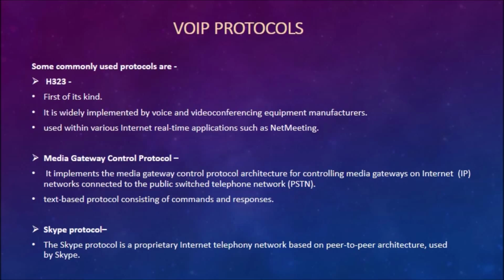The H323 protocol is the first kind of protocol that was used by VoIP. It is widely implemented by voice and video conferencing equipment manufacturers. These are not available to the public, but it is still used within various internet real-time applications such as net meetings. The other protocol is Media Gateway Control Protocol. It implements the Media Gateway Control Protocol architecture for controlling the media gateways on IP networks, and it is a text-based protocol consisting of commands and responses.